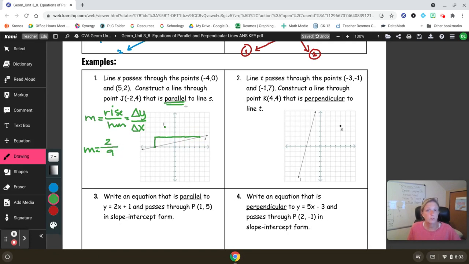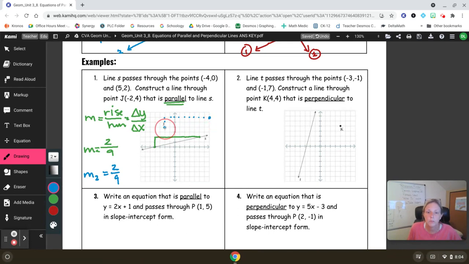Now parallel, we learned, means that it has to have the exact same slope. So the slope of my new line, or line 2, also has to be 2/9. All you have to do is go to the point they give you and count out your slope from there. So we're going to go up 2, and then we're going to go to the right 9. 1, 2, 3, 4, 5, 6, 7, 8, 9.